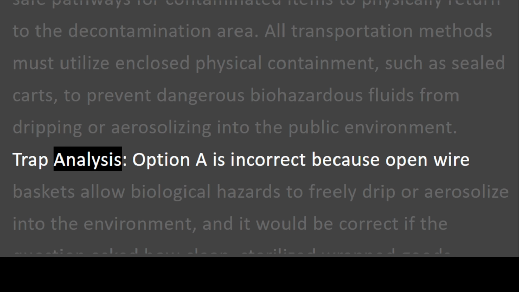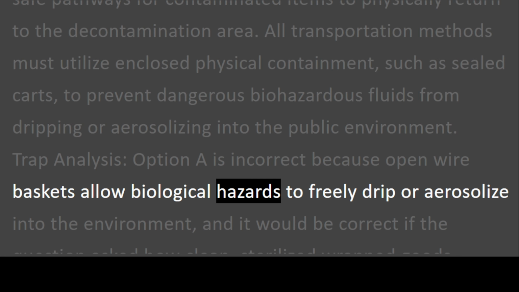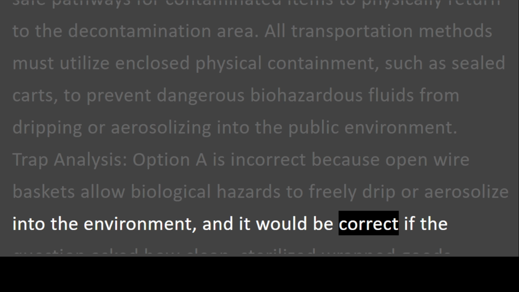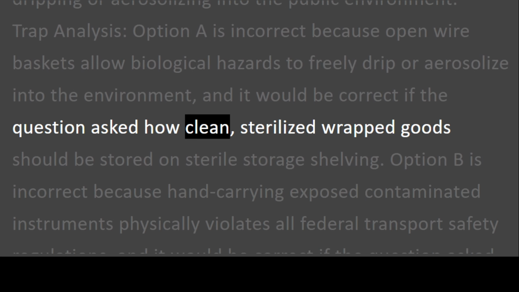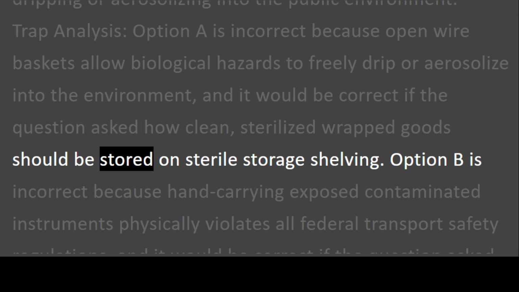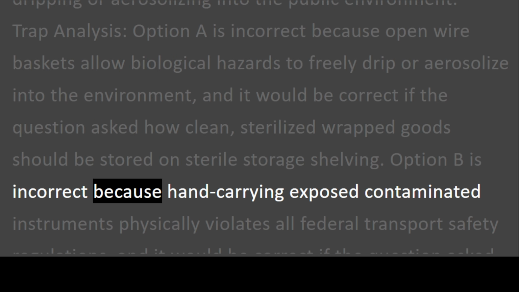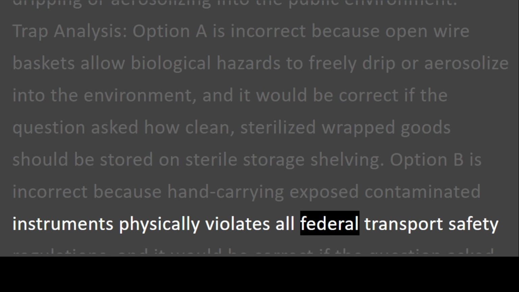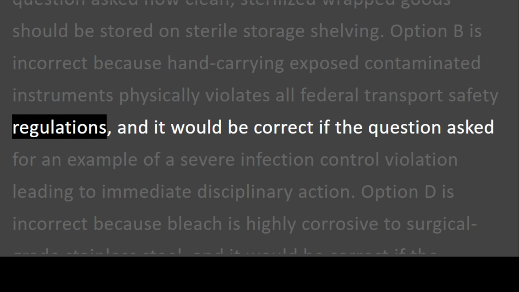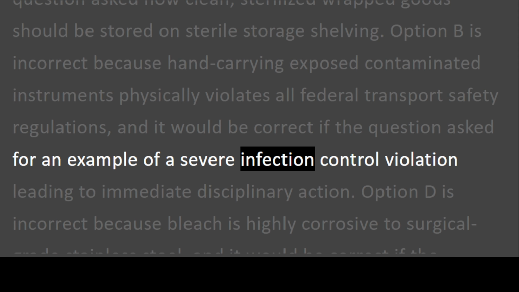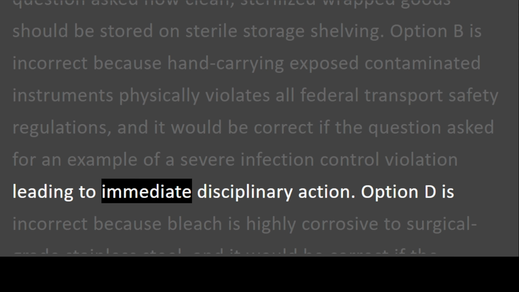Trap analysis. Option A is incorrect because open wire baskets allow biological hazards to freely drip or aerosolize into the environment, and it would be correct if the question asked how clean, sterilized wrapped goods should be stored on sterile storage shelving. Option B is incorrect because hand-carrying exposed contaminated instruments physically violates all federal transport safety regulations, and it would be correct if the question asked for an example of a severe infection control violation leading to immediate disciplinary action.